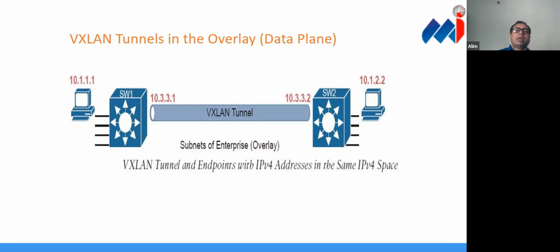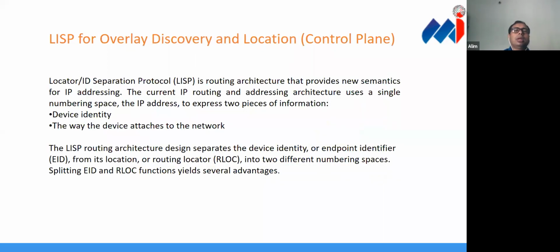So endpoints have different series of IP addresses of class A. They are passing traffic over VXLAN. So it is the data plane network.